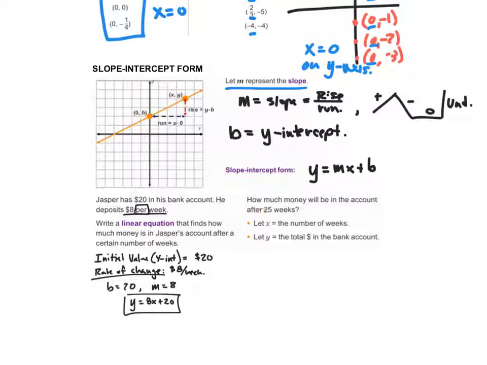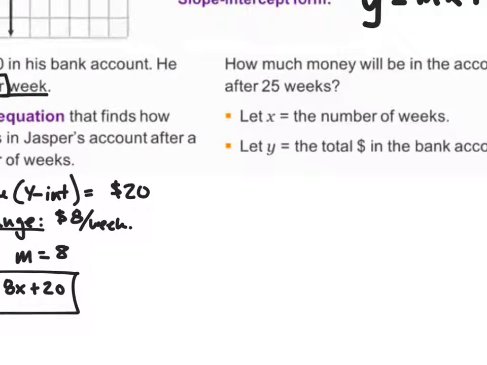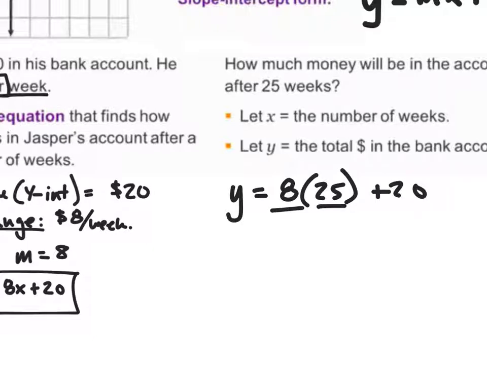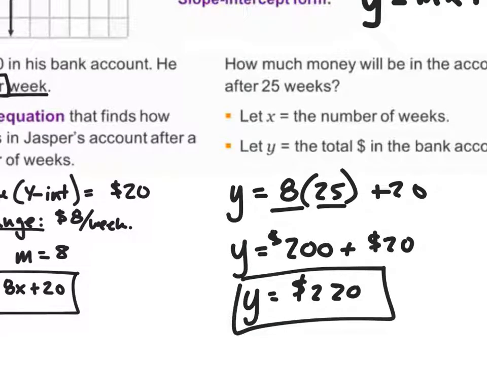Now, over here it asks us this question: how much money will be in the account after 25 weeks? So what we know is that x is weeks, and y is the total amount in the bank account from the situation. So what I'm going to do is plug in 25 for x. So I'm going to get y equals 8 times 25 and then plus 20. So 8 times 25 is going to give us 200. So $200 and then plus another $20. So the amount of money in the account after 25 weeks is $220. And that's what we've got.